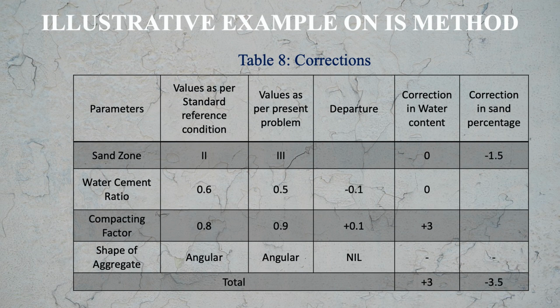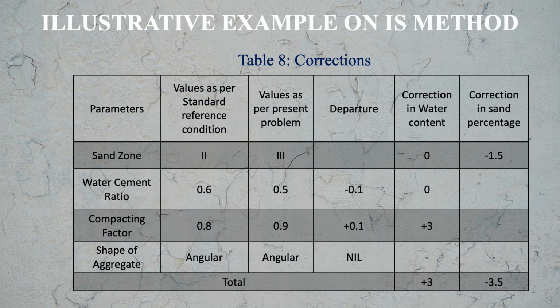Compaction factor in standard reference condition is 0.8, whereas for our condition it is 0.9. So departure is plus 0.1. The correction in water content, here it is +3 and in sand it is 0. Shape of aggregate, the angular shape of aggregate is used in our problem, as well as it is taken in case of standard reference conditions also.